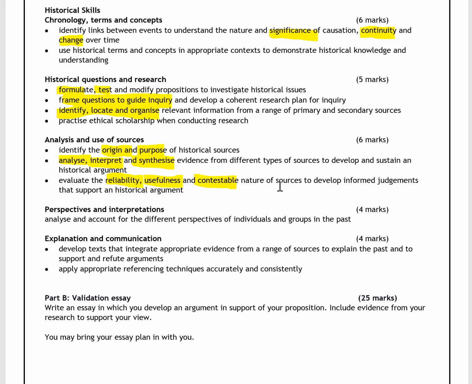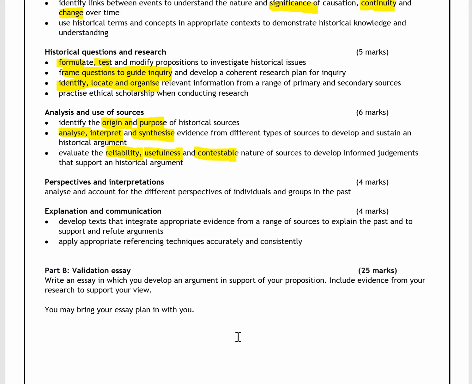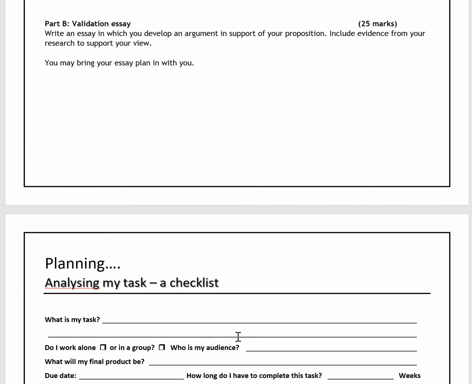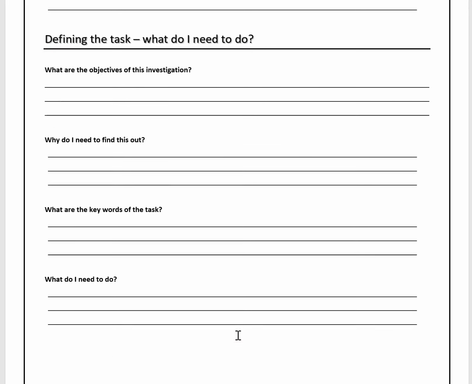Then the next one down is looking at perspectives, trying to see the different types of perspectives. You'll get something from the tycoons themselves, but you also want to look at some of the workers and the impacts for the common people and the general public as well. Explanation and communication is making sure you've got a range of sources. Validation essay is writing that essay, and I'll go through that explanation for you in a marking key. Okay, so that's just a very quick checklist.